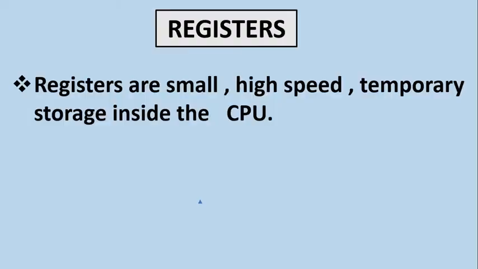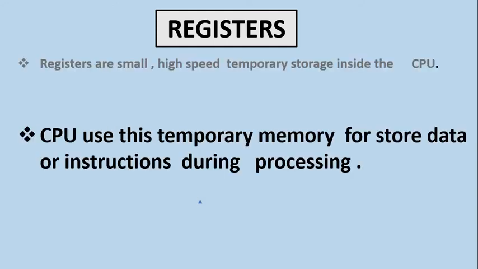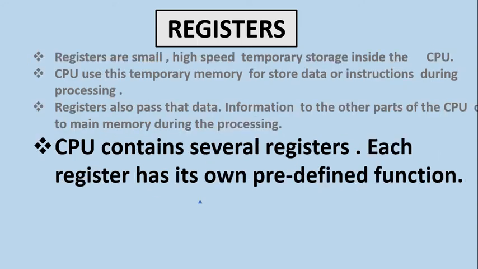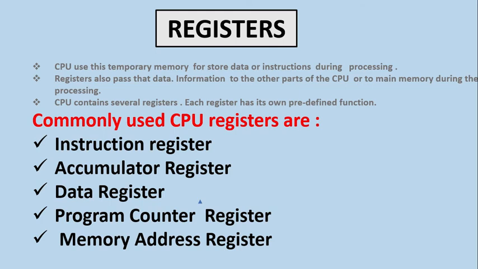Registers. Registers are small, high-speed, temporary storage inside the central processing unit. CPU uses this temporary memory to store data or instructions during processing. Registers also pass that data or information to other parts of the CPU or to main memory during processing. CPU contains several registers. Each register has its own predefined function. Commonly used CPU registers are instruction register, accumulator register, data register, program counter register, and memory address register.